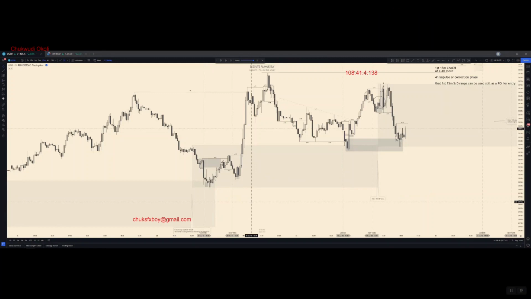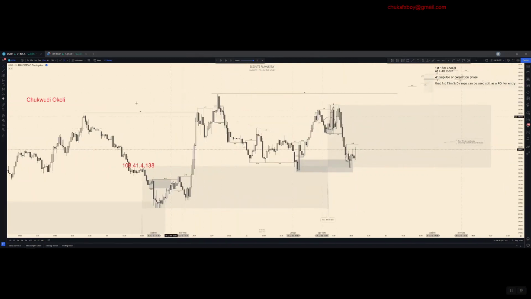But what if it's not in a 4-hour POI and this happens? A 15-minute chalk doesn't have to be in a 4-hour POI. A 15-minute can happen anywhere. Okay, right. But when that happens and we have all the 1 minute mitigations, if it's not in a 4-hour POI, we can't use the 5 minute? Yeah.